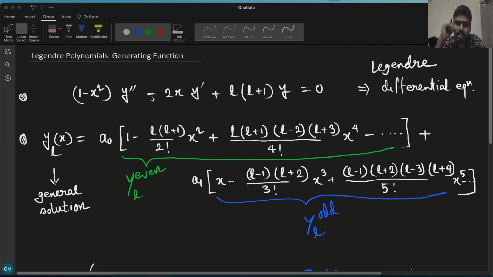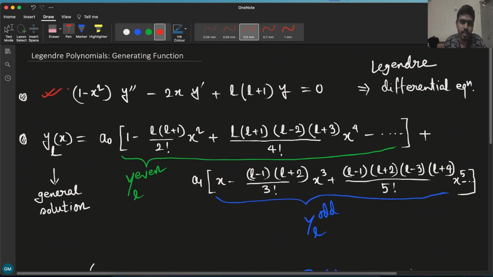In the past few classes, we took the Legendre differential equation, given by this differential equation, and we found a power series solution. This power series solution consists of two linearly independent solutions, y even and y odd, and the solution depends on the values of L.